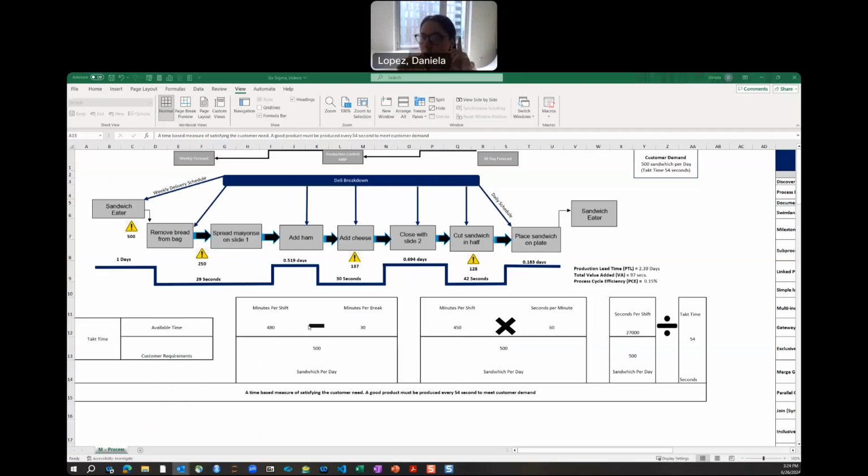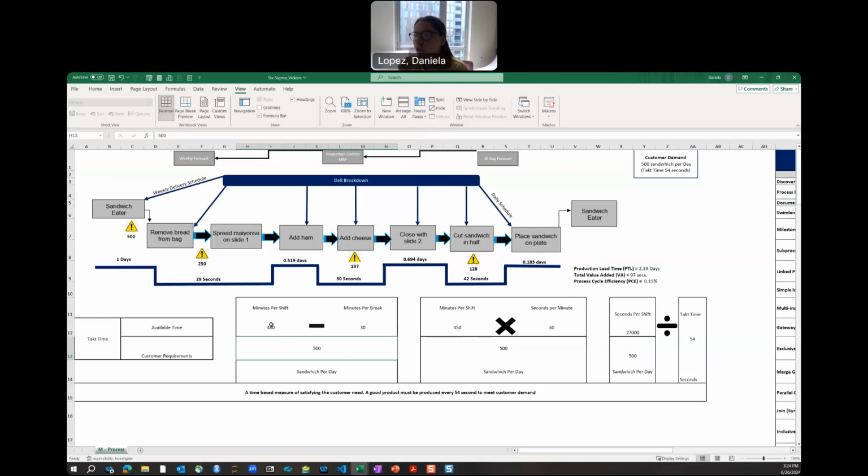Step number one is to always calculate the takt time first. What does that mean? That is the time that we have available versus the requirements of the members. In this example, I went ahead and put the numbers in the calculations so we have it all ready. We have minutes per shift. There's going to be 8 hours, and 8 hours times 60 minutes per hour is 480. Then we have a 30-minute break. You don't really need a calculation for that. And our goal for that day is to make 500 sandwiches.